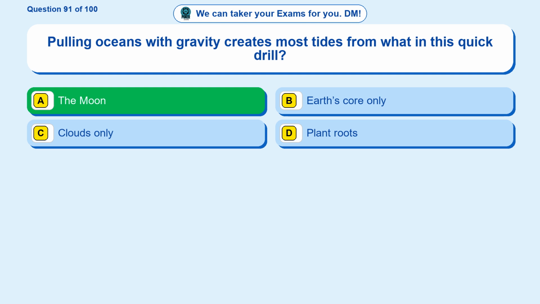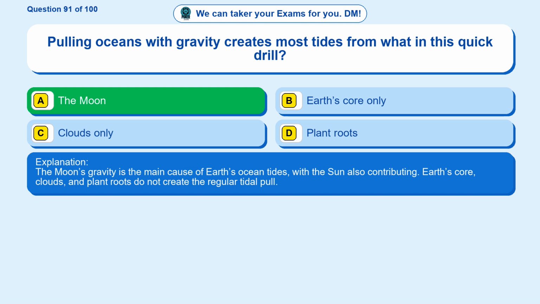The moon. The moon's gravity is the main cause of Earth's ocean tides, with the sun also contributing. Earth's core, clouds, and plant roots do not create the regular tidal pull.